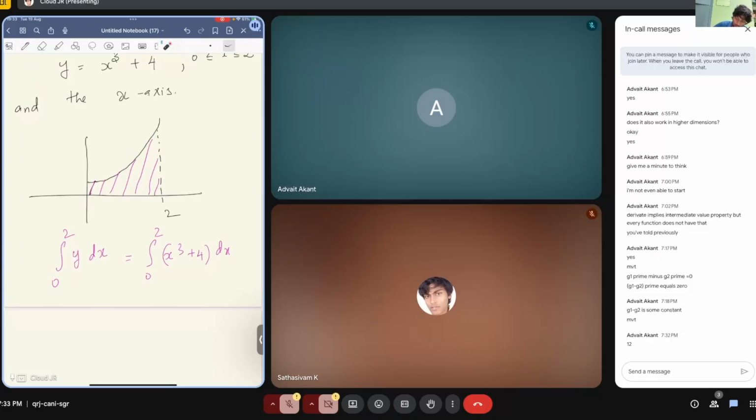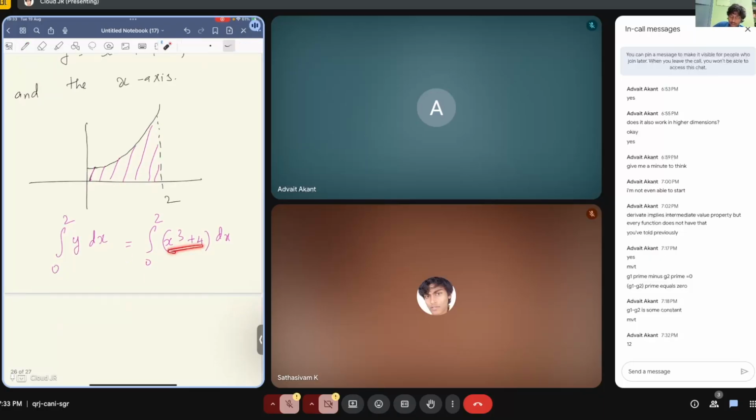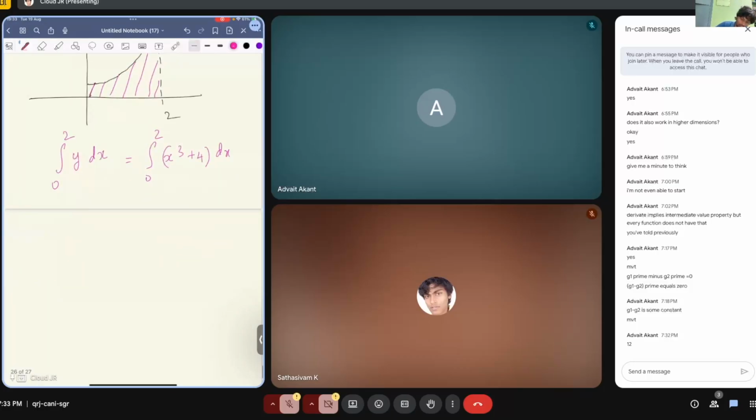If you know how to integrate, you might have the direct formula. If you don't know how to integrate, then you find the antiderivatives. I will write it here, but you can find the antiderivative. This is x power 4 by 4 plus 4x square by 2. Yes, this is the antiderivative.